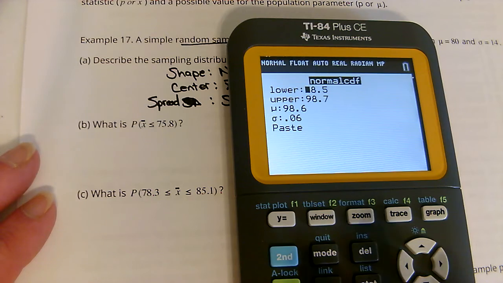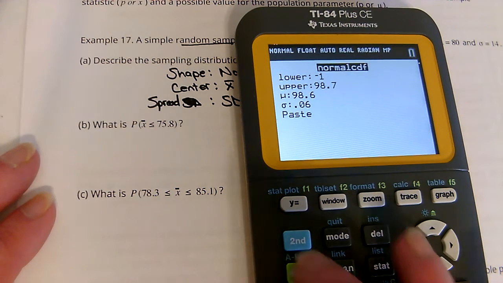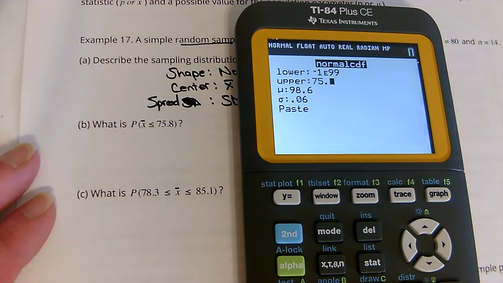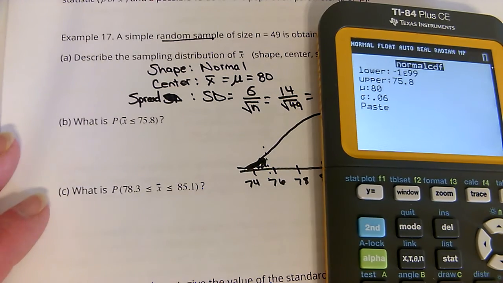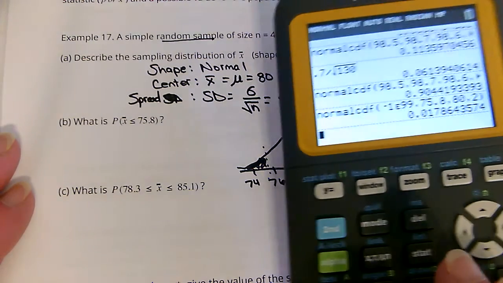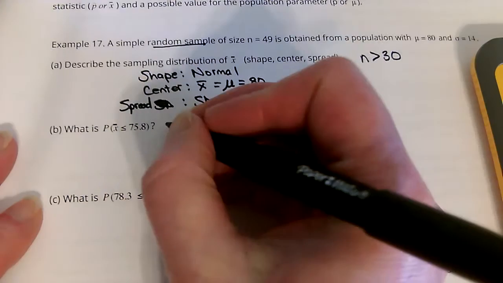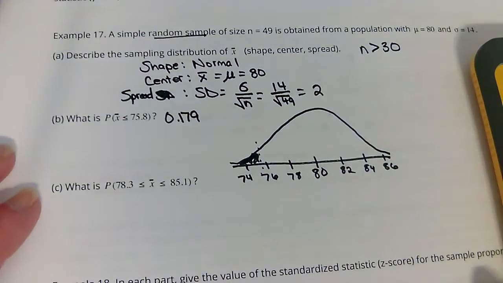Normal CDF. The lower boundary would be negative 1 times 10 to the 99th power, so negative infinity to 75.8. The center is 80, standard deviation was 2, and it gives me 0.179. I forgot the 1.